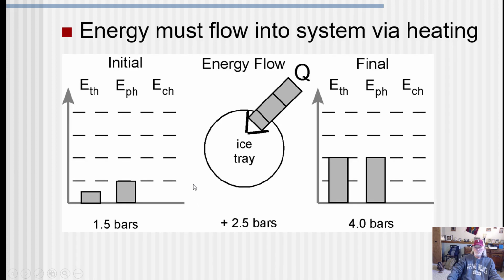So now we can look at the energy flow. If we add the bars together here, we have 1.5 bars. Here we've got 2 and 2 is 4. So energy from the surroundings flowed into the ice tray. The ice tray gained 2.5 bars of energy. And again, this is somewhat arbitrary how you want to label these, but I probably would use what has been suggested.